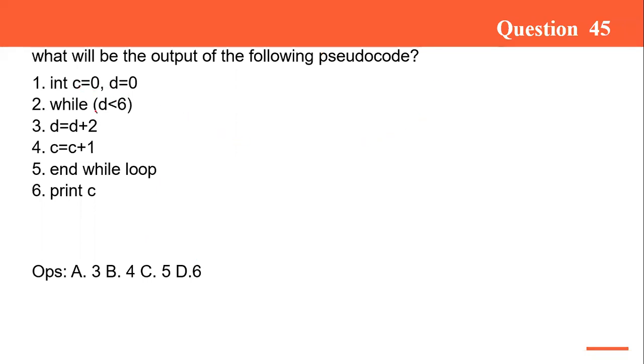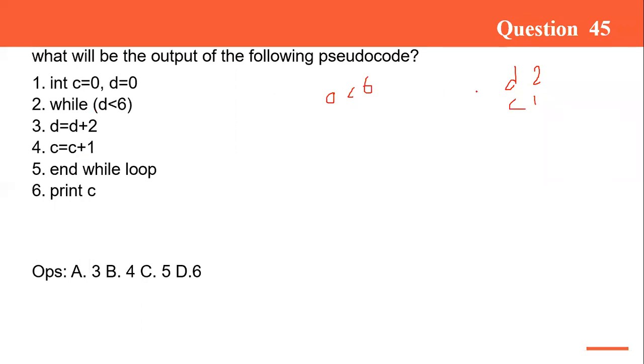T is equal to 0, D equal to 0, E less than 6. So 0 less than 6. First condition is 0 less than 6. It is true. Everyone says the answer is 3. Okay. T is equal to D plus 2. T was 0. That will become 2. Next, C equal to C plus 1. C was 0. That will become 1.